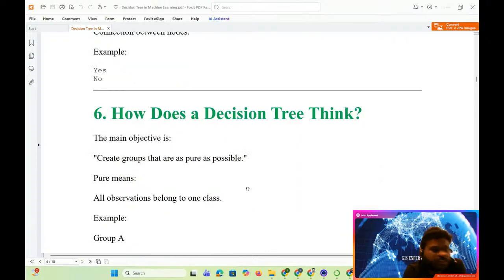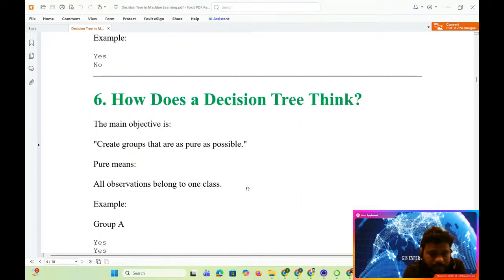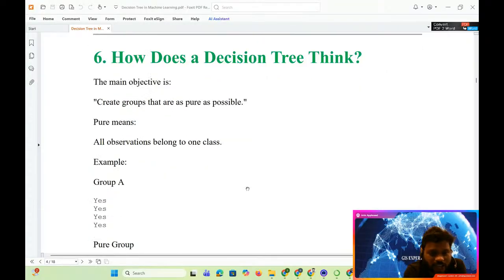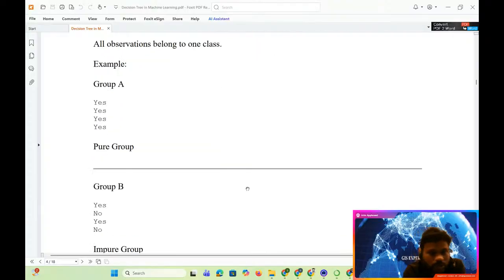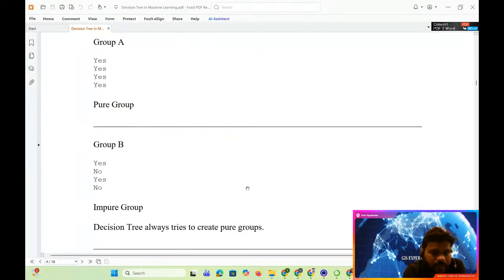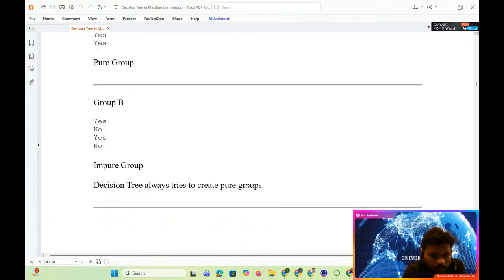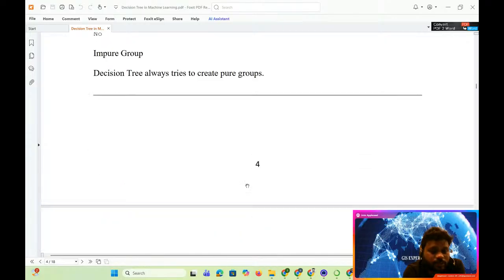How does a decision tree think? It creates groups that are as pure as possible. Pure means all observations belong to one class. Example: group A, yes yes yes yes, is pure. Group B, yes, no, yes, no, is impure. A decision tree always tries to create pure groups.